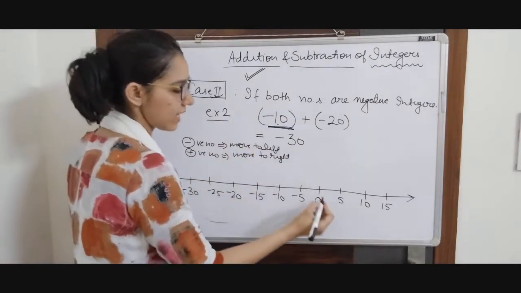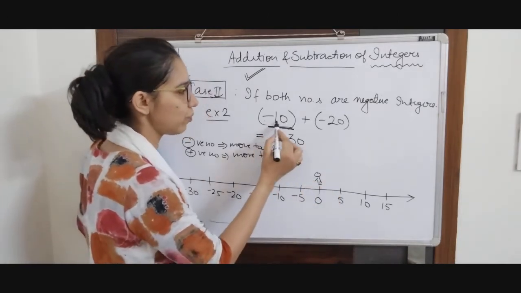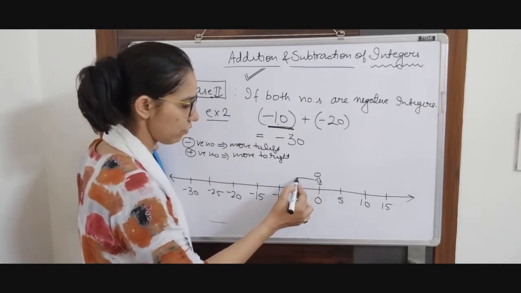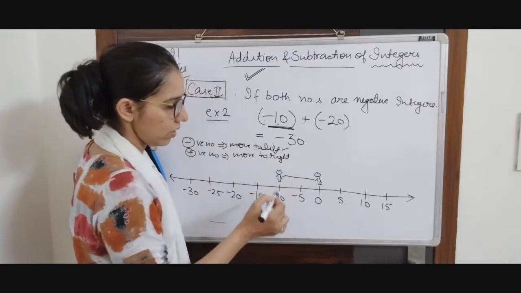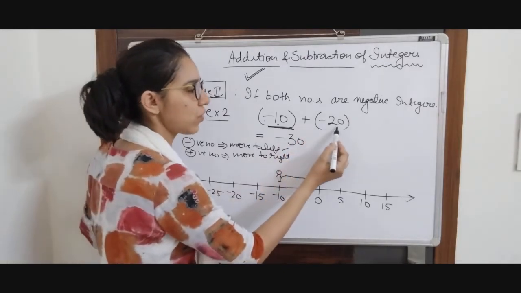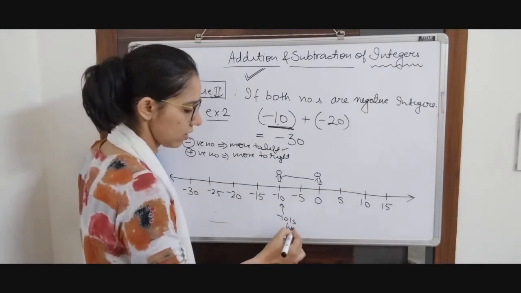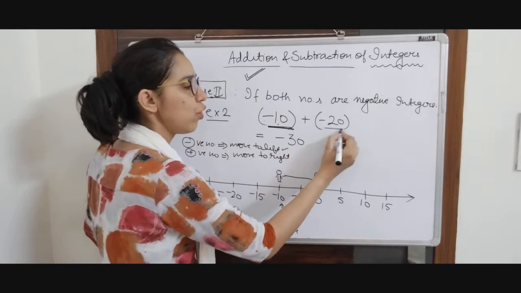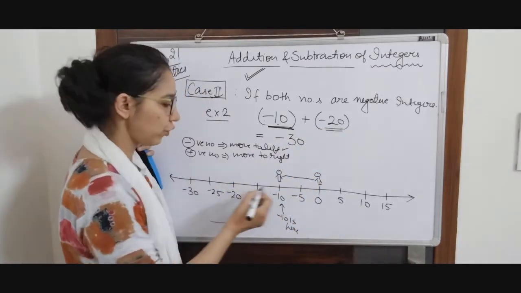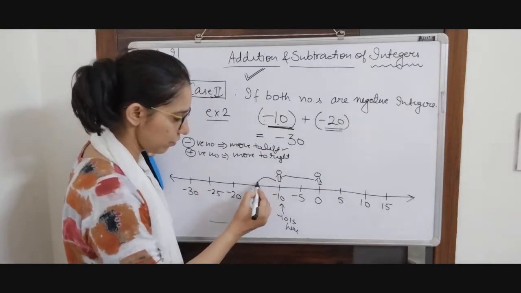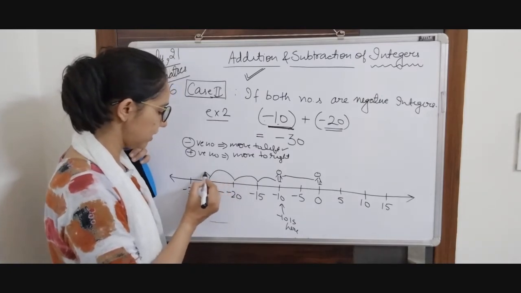Okay. So minus 10. This is 0. Then it is minus 10. We will move to the left hand side and we will reach here. Now it is minus 20. It means again I have to move minus 10 from here. Again I have to move 20 steps to the left. So 20. This is 5. This is 10. This is 15 and this is 20.